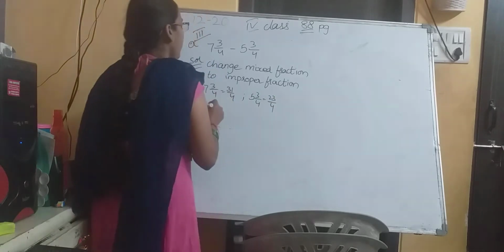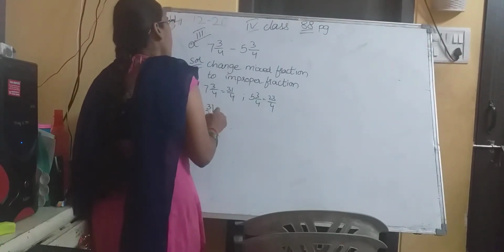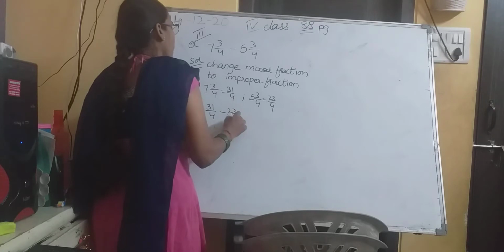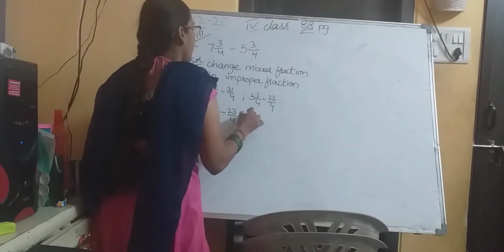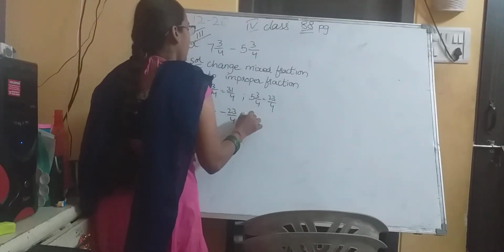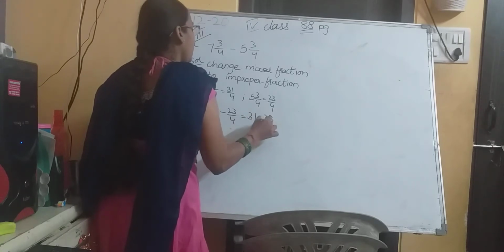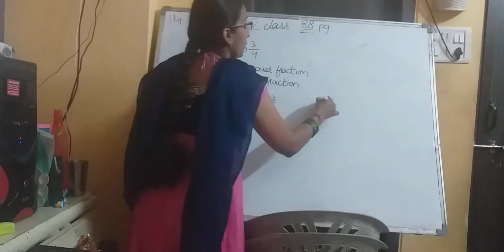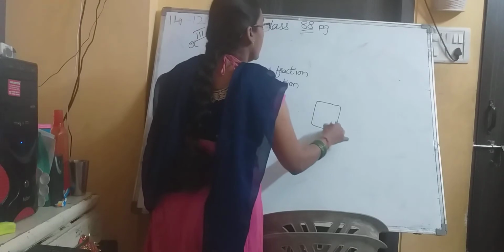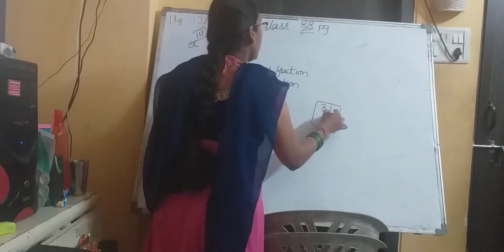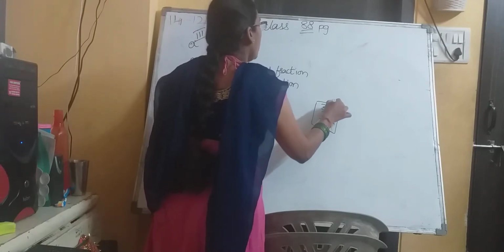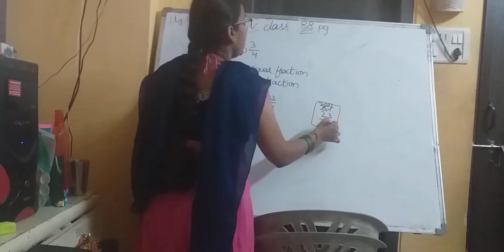Now we are going to subtract. 31 by 4 minus 23 by 4. Both will have the same denominator, 4. In the rough column, do this: 31 minus 23. 1 minus 3 we can't do. 11, the 3 becomes 2. Borrow this one. 11 minus 3 is 8.